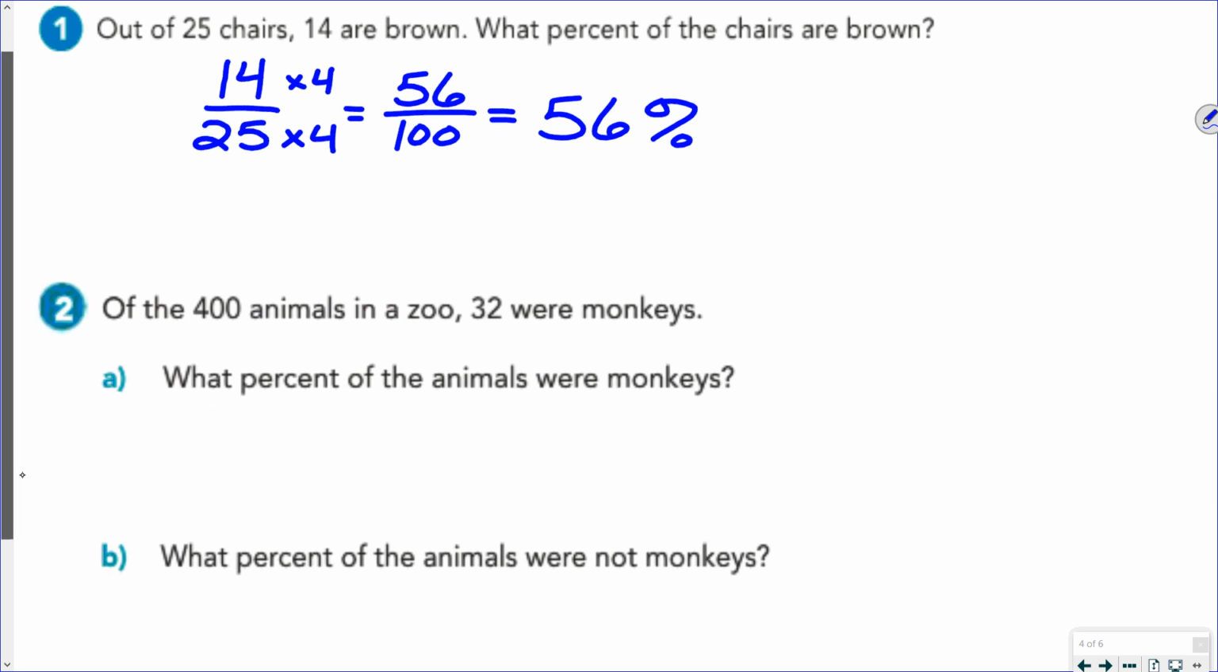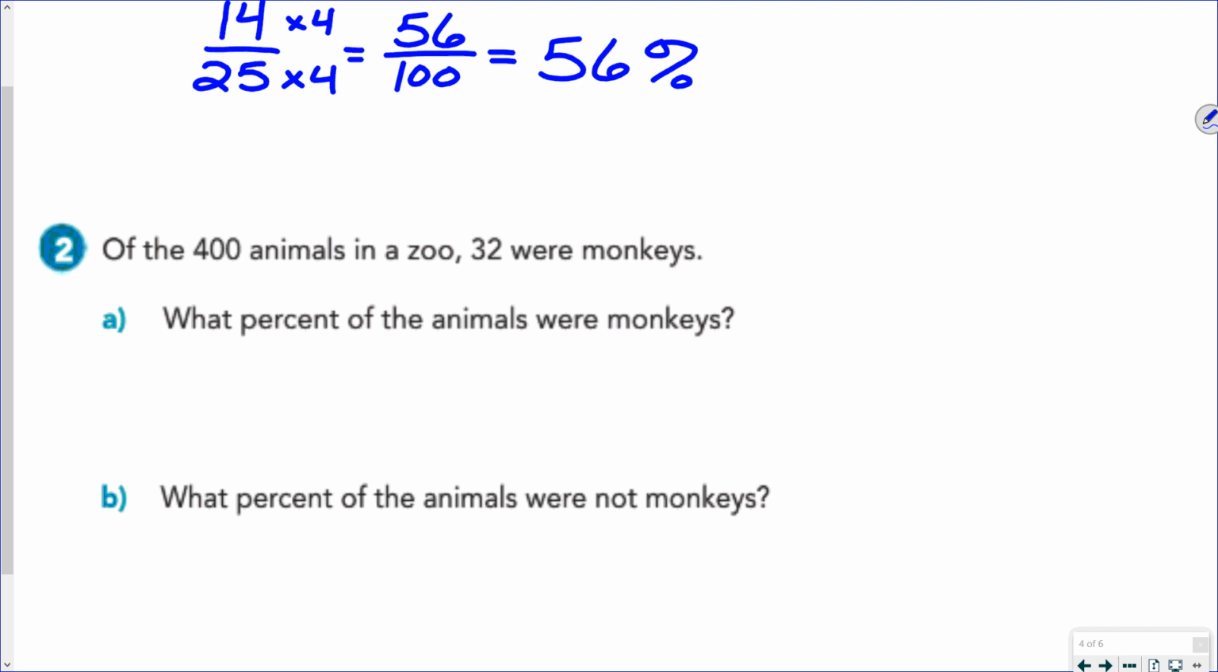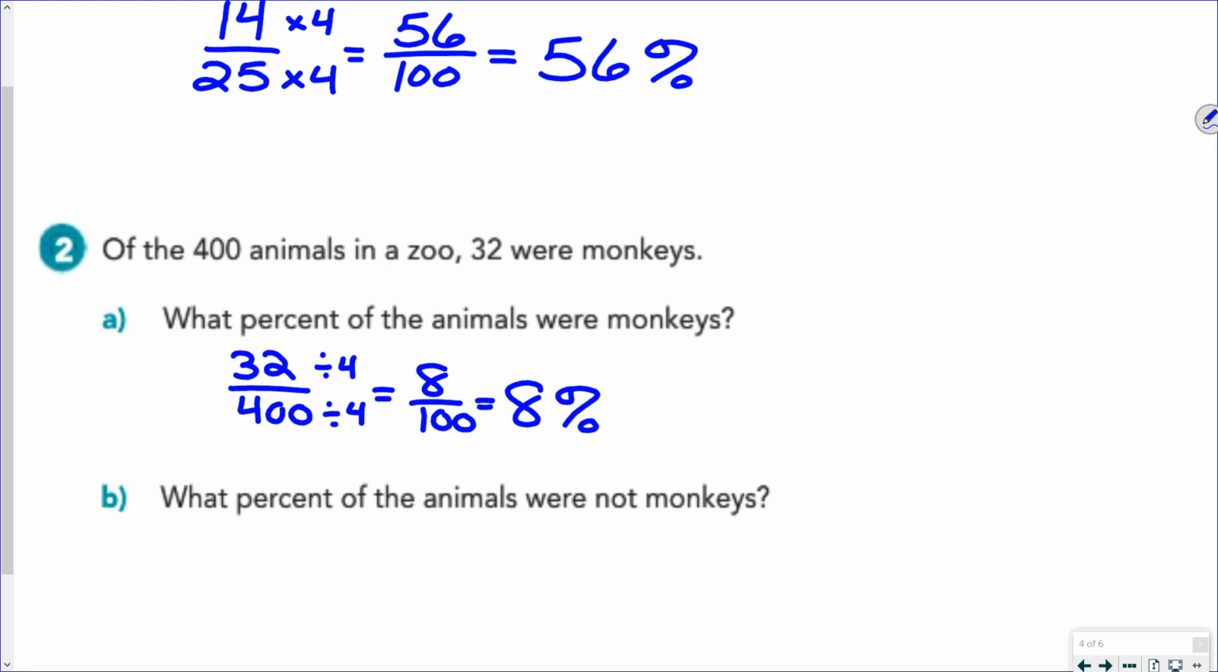And so for number 2, of the 400 animals in a zoo, 32 were monkeys. So what percent of the animals were monkeys? Well, we start with our fraction of 32 400ths. We can get that 400 to 100 by dividing by 4. I take 32 divided by 4, which gives us 8 over 100, which is 8%.